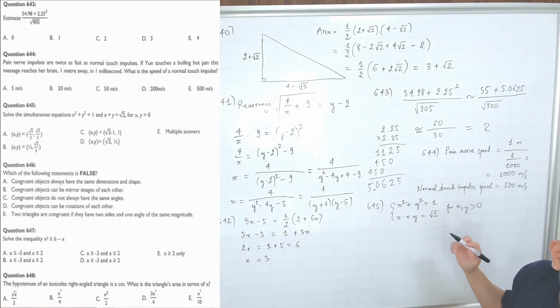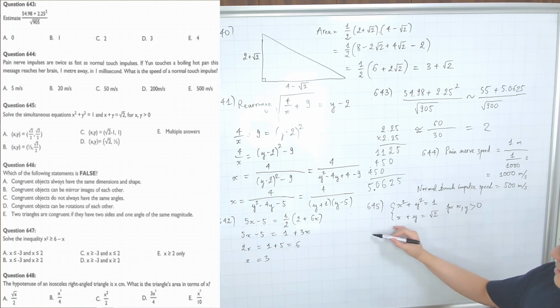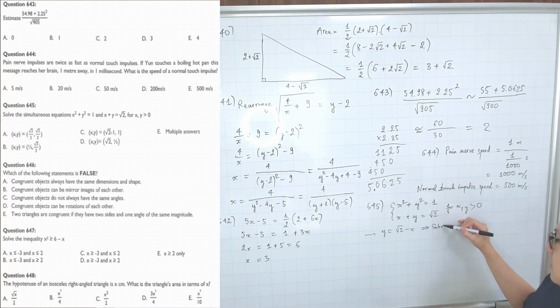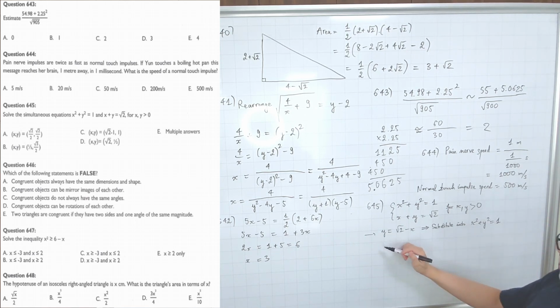Bỏ nó vô xong rồi thế vô. Just have to, yeah. So it's gonna be like y equal to square root of 2 minus x. And then you substitute into x squared plus y squared equal to 1. You mean like if you want to square this one so it loses the square root of 2? Could be done, but what is it for?